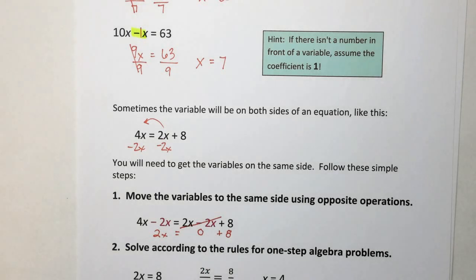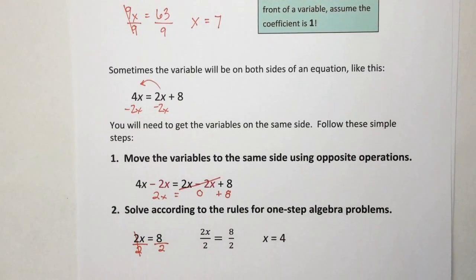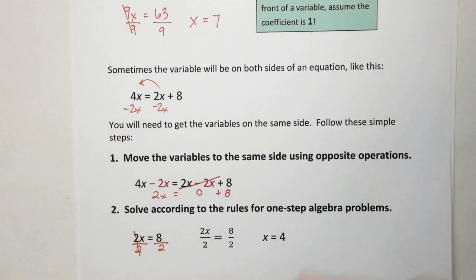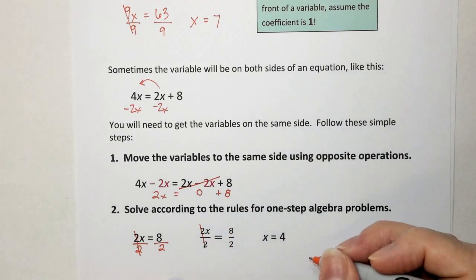This is multiplication, 2 times x. Do the opposite or the inverse, and divide each side by 2. 2 over 2 cancels. Oops. I don't know if you can see all that. There we go. 2 over 2 cancels, it becomes 1, and 8 divided by 2 becomes 4.